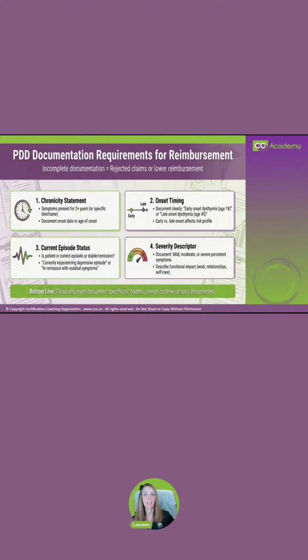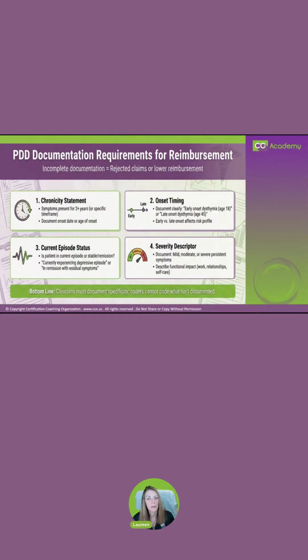So what does the documentation need to say to support dysthymia? Because incomplete documentation equals rejected claims or lower reimbursement, we don't want to do that. So let's go through this checklist. First, you need a statement about how chronic it is. The clinician needs to say, symptoms have been present for 2 years, or patient reports depressive symptoms since age 18, something like that. You need a time frame. Second, onset timing. Is it early or late? Early onset dysthymia, diagnosed at age 18, or late onset dysthymia, began at age 45. You've got to have some sort of reference like that.